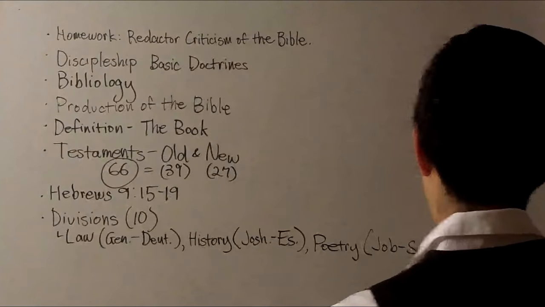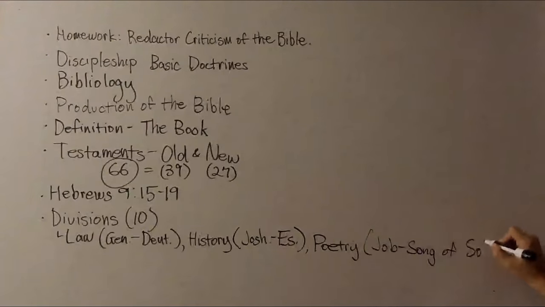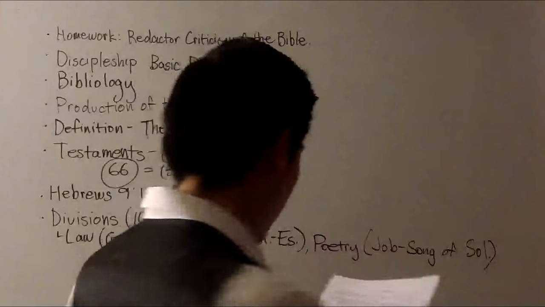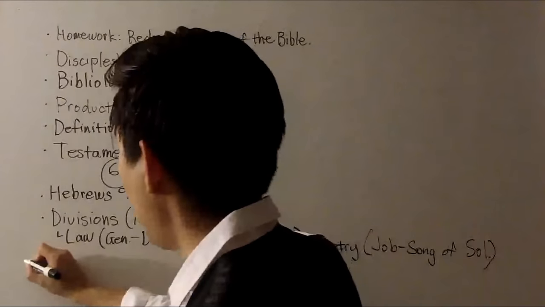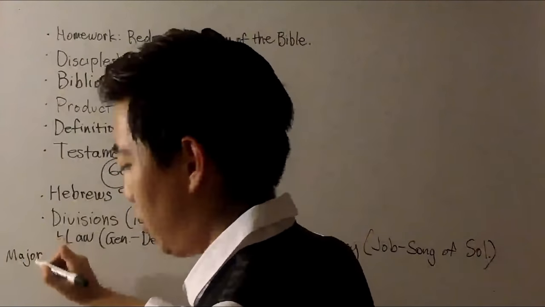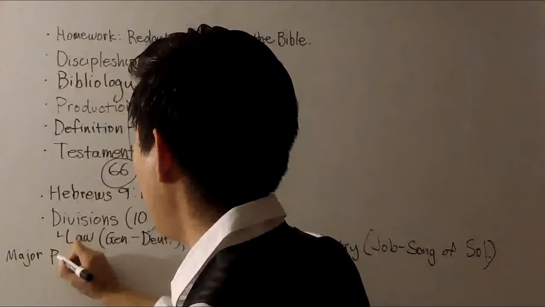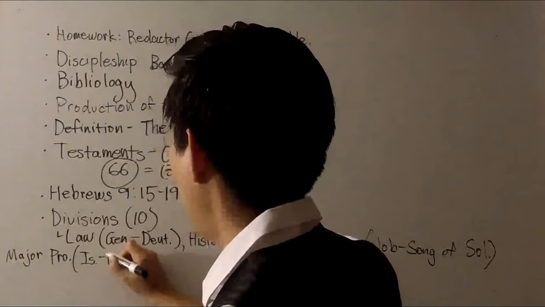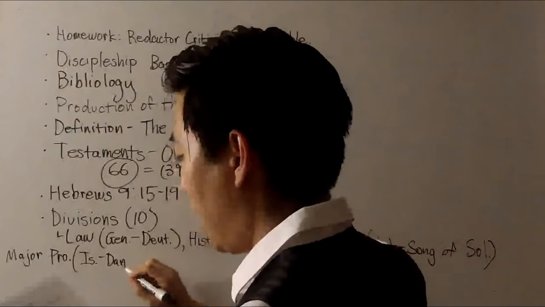The next division, so let's put it all the way here. Job to Song of Solomon. The next division is going to be major prophets. Major prophets. Let me put it all the way here. Major prophets would cover from Isaiah to Daniel. Isaiah to Daniel. The next division is what we call minor prophets.